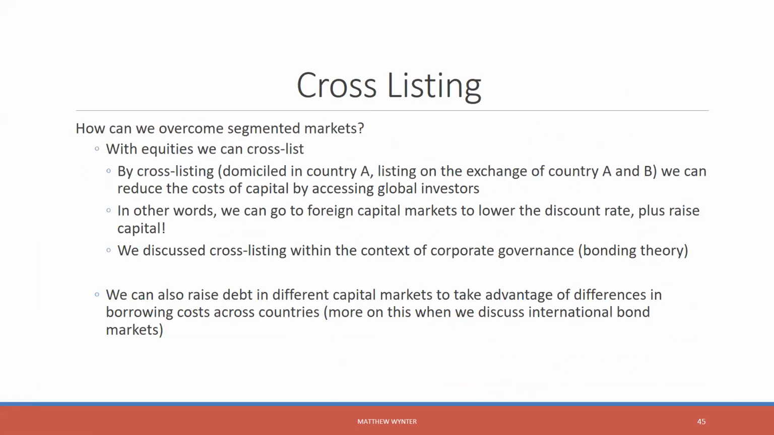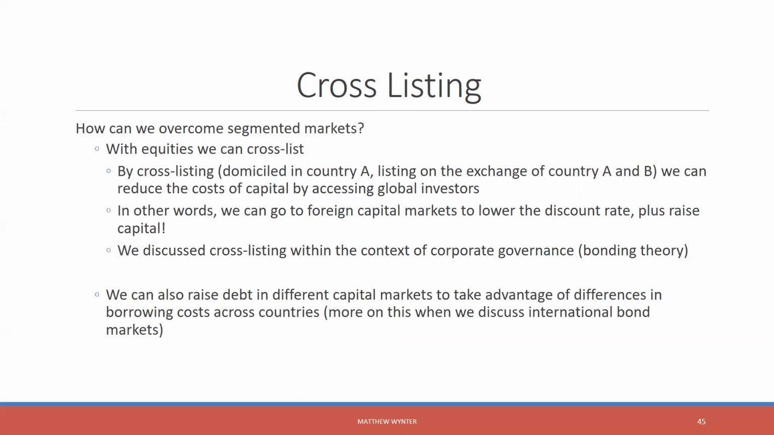How do we overcome all of this? Well, we're going to cross list. With equities, we can cross list. We're domiciled in country A. We list on the exchange in country A and on country B. What does that mean? Well, in doing so, we can reduce the cost of capital by accessing global investors. So in other words, we can go to foreign capital markets to lower the discount rate plus raise capital.